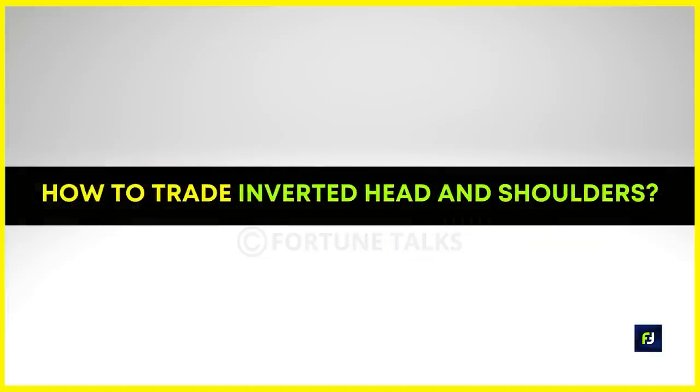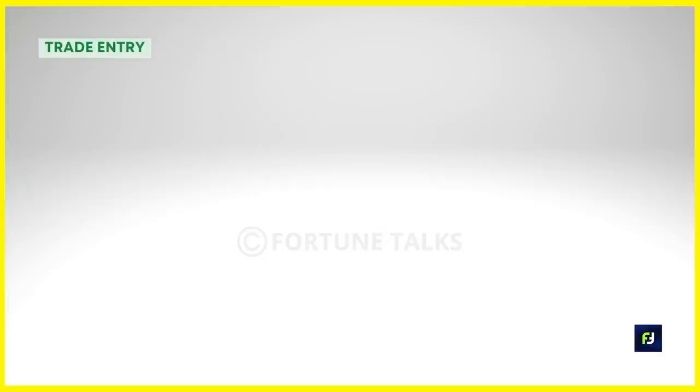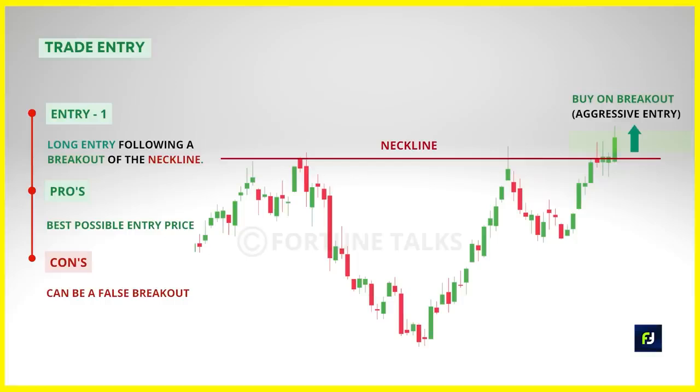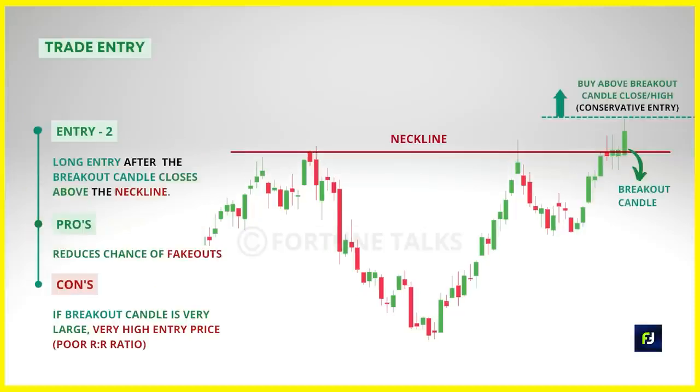Now let's move on to learning how to trade this pattern when you spot one. We will discuss the entry criteria first. The most aggressive entry is when the price breaks above the neckline or the resistance. The idea is to wait for the breakout candle to close above the neckline and then take a long entry above the close price or the high price of the breakout candle. The advantage of this technique is that you will be able to enter the trade very early and perhaps you will get the best possible entry price, but the main drawback is that the price could reverse and give a false breakout and might even hit your stop loss.